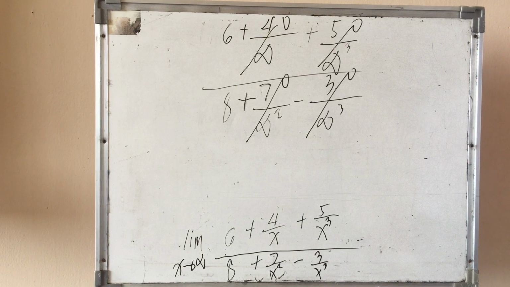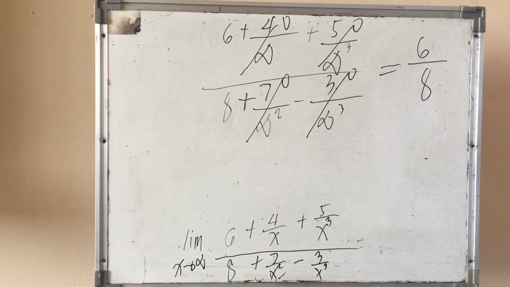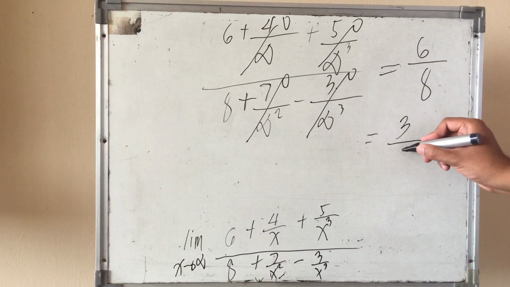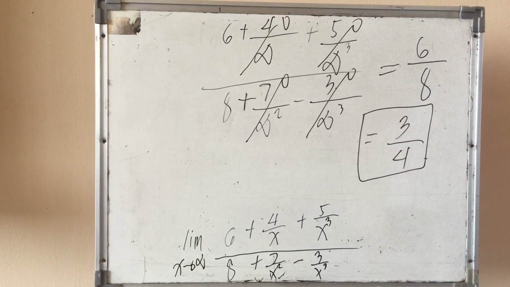So what we have now is equal to 6 over 8, which is equal to 3/4. So this is now the limit of 6x cubed plus 4x squared plus 5 over 8x cubed plus 7x minus 3 as x approaches infinity. So that's for our example number 1. Next, example number 2.